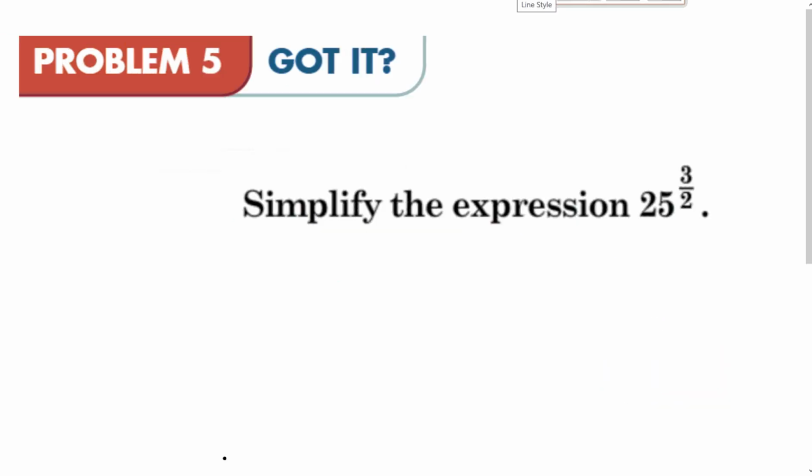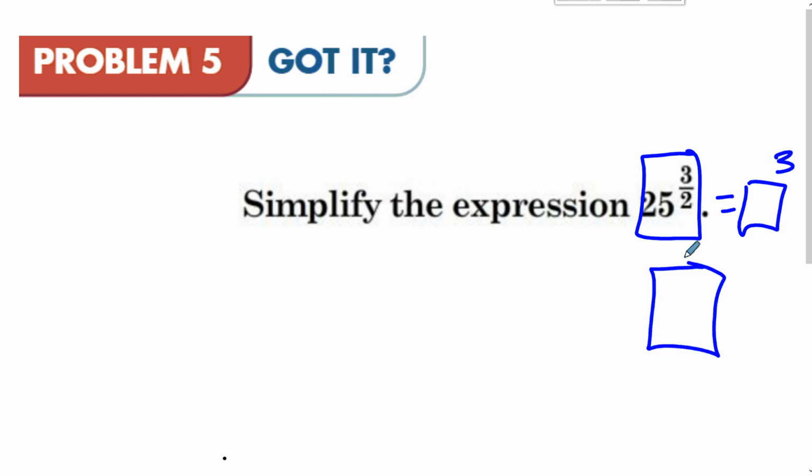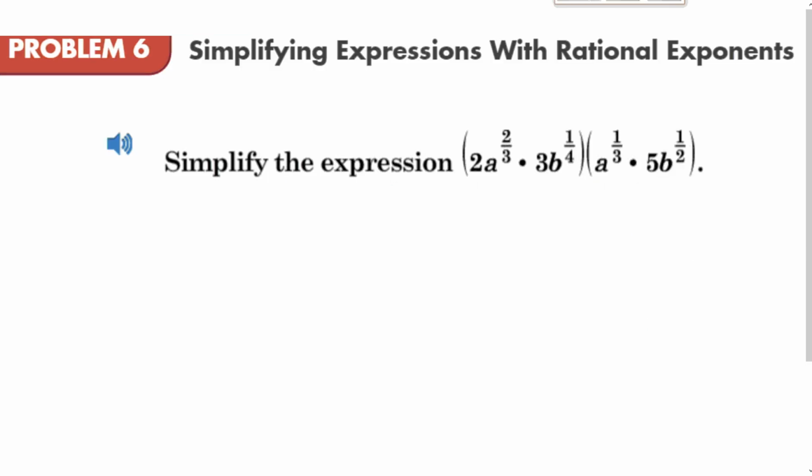Okay, so you can go ahead and try this one on your own. So the denominator says what times itself twice is 25, and then raise that to the 3rd power, and that's going to be your final answer.